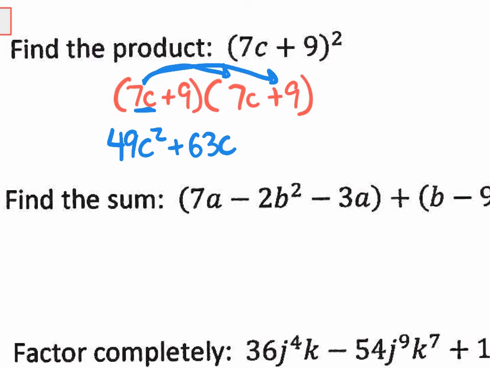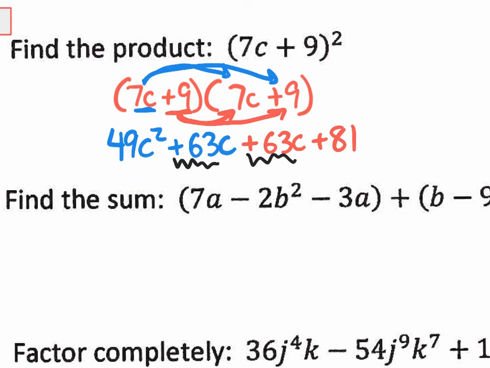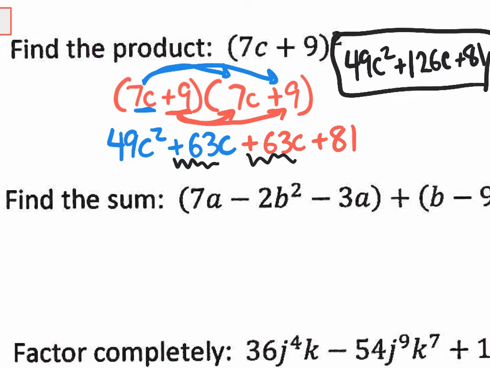And then I'm going to distribute this positive 9 right here. Positive 9 times 7c is also positive 63c. And then positive 9 times positive 9 is positive 81. So the middle terms could be combined because they're the same c value terms. 63c plus 63c, that's 126c. So my final answer is 49c squared plus 126c plus 81.